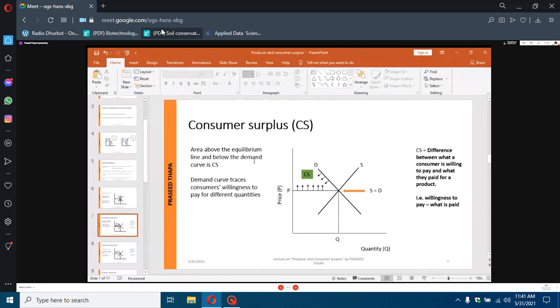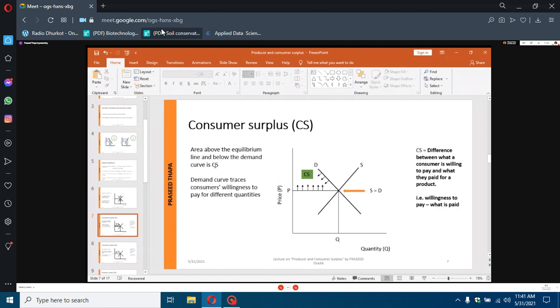And that area can be defined as the area above the equilibrium line and below the demand curve, which is your consumer surplus. And now the question might be coming to your mind, okay, area of triangle, how can we calculate the area of triangle? Now, recalling the mathematics knowledge, the area of the triangle can be identified by the formula half base into height, 1 by 2 multiplied by base into height.